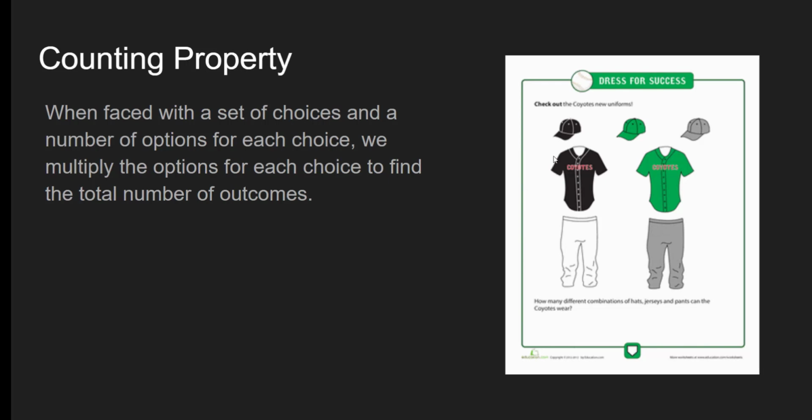A simple example would be when you get dressed in the morning. So let's use this baseball uniform as an example. Here, I might need to choose a hat, a top, and pants for my baseball uniform. My 3 decisions are the hat, the shirt, and the pants. Now, for a hat, I have 3 options. For a shirt, I have 2 options, and for pants, I have 2 options.